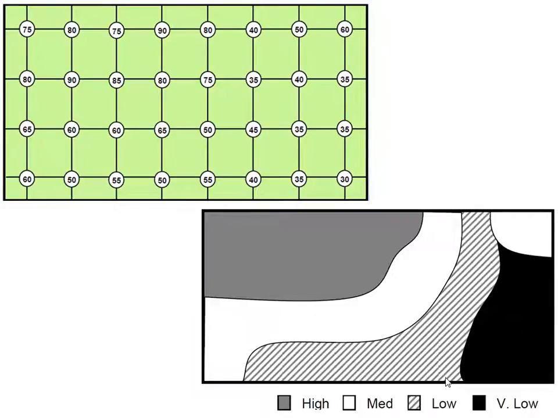Some of you have heard about precision agriculture and grid sampling. That's great. One of the nice things about grid sampling is in West Virginia, it's cost effective because you don't pay per sample.